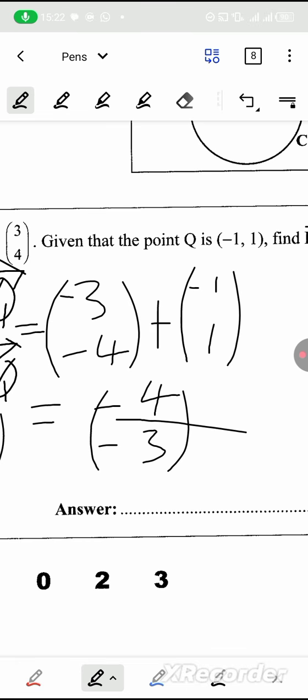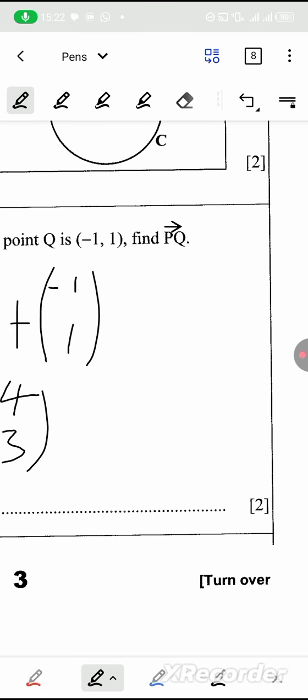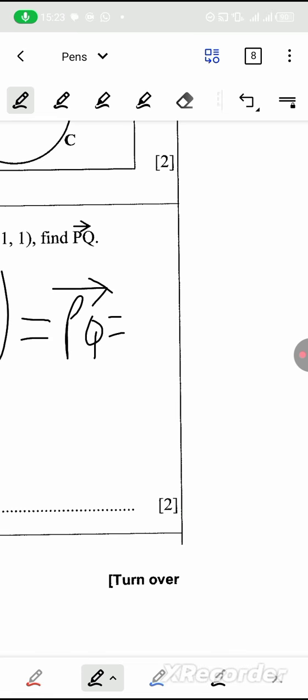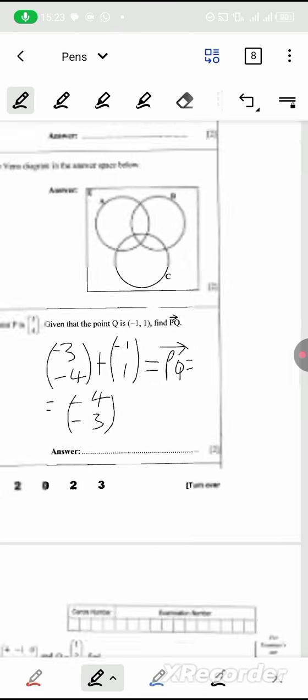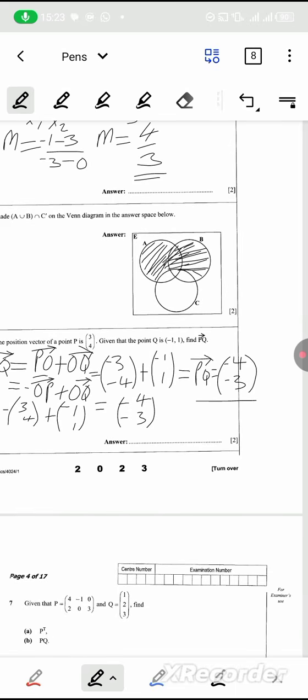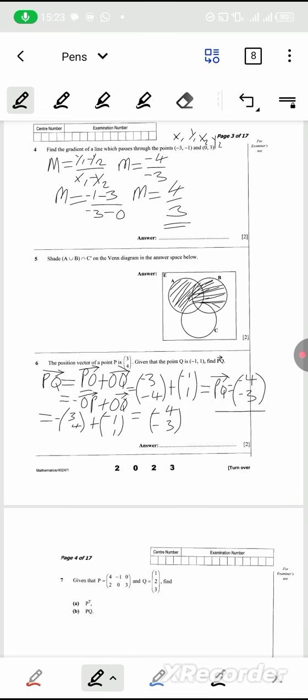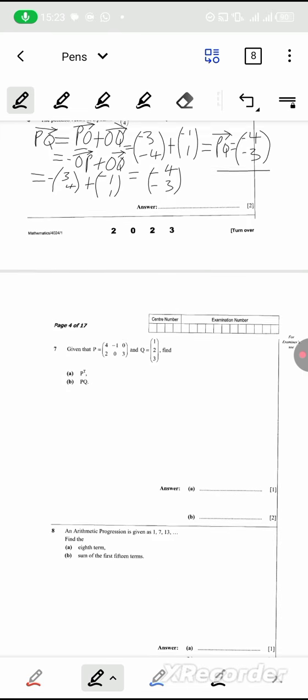So therefore vector PQ is equals to negative 4, then negative 3. So that is our vector. So we have just answered the question that we are given. Then from there we can go quickly to question number 7.